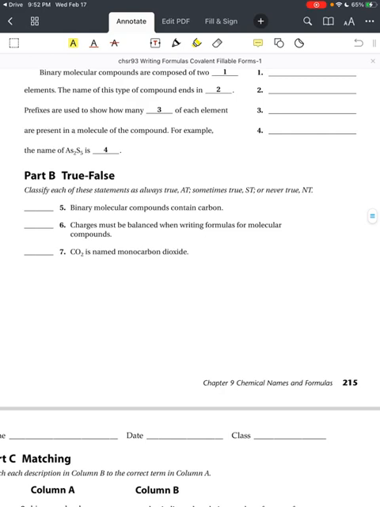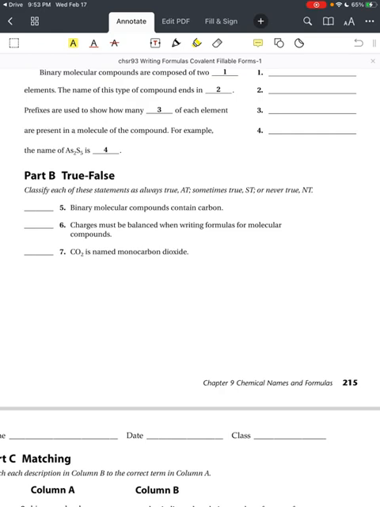Binary compounds contain carbon, like the carbon disulfide, but sometimes they do and sometimes they don't. So 5 is ST, sometimes true. And charges must be balanced when writing formulas for molecular compounds. That is never true. These are not ionic compounds where we're trying to neutralize a charge. We have different bonding here. We have covalent bonding, and we're following different rules.